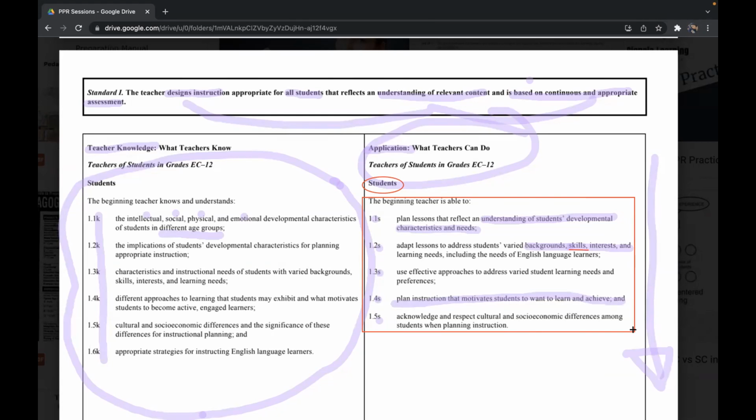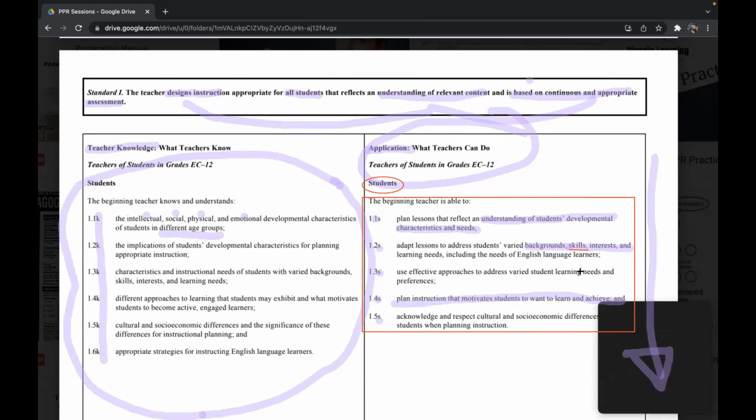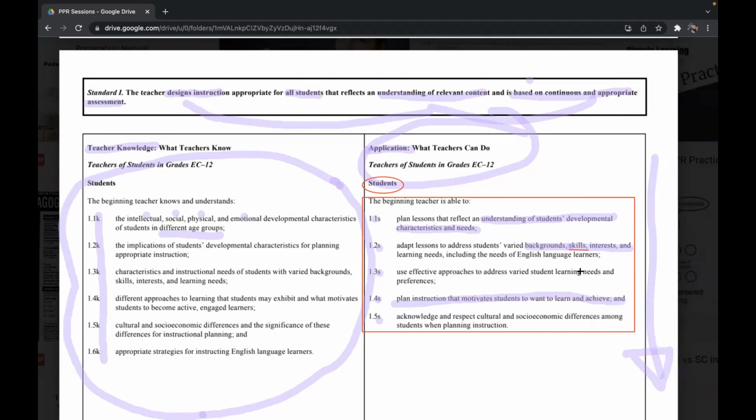Using effective approaches to help with students' learning needs and their preferences. Preferences are the way that you like to learn. Needs are your weakness. Like, what do you need? Oh, you need to have things written down so that you can see it. You need a hard copy of things. That's the way you learn. So I'm going to make sure that even though my directions are on the overhead or on the projector screen, I'm going to hand out pieces of paper. Maybe I just hand it out to the people who want it or who need it.